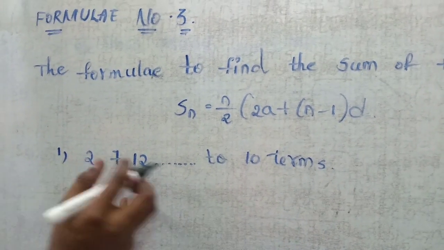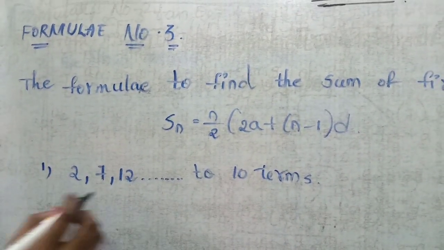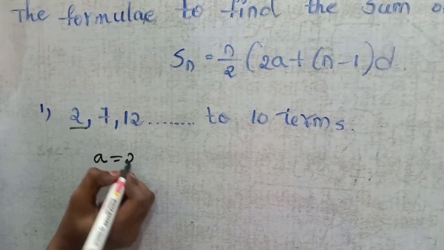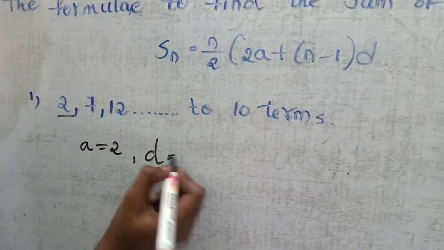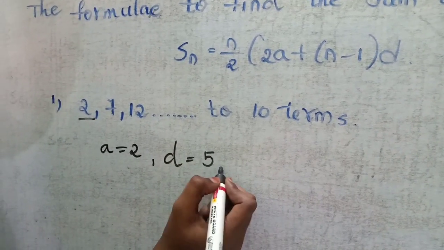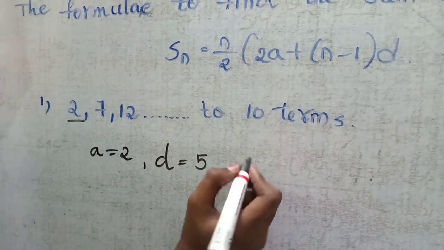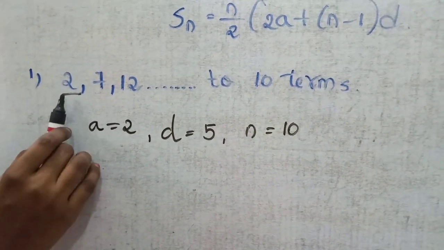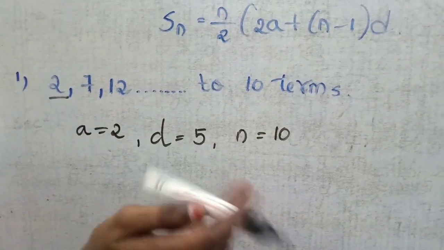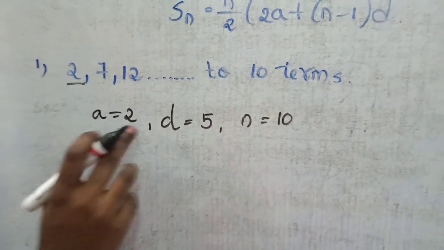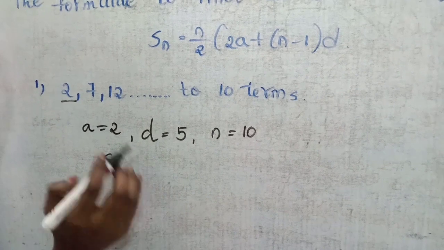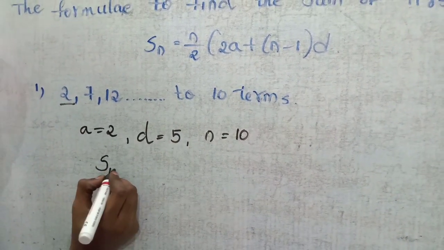Now here we should find the sum of the first 10 terms. A is equal to 2, D is equal to 5 and N is equal to 10. Now substitute these numbers in the equation. N is equal to 10, then Sn will become S10.